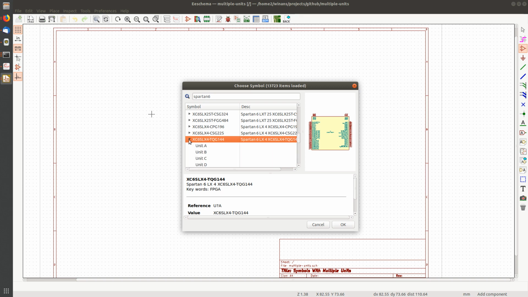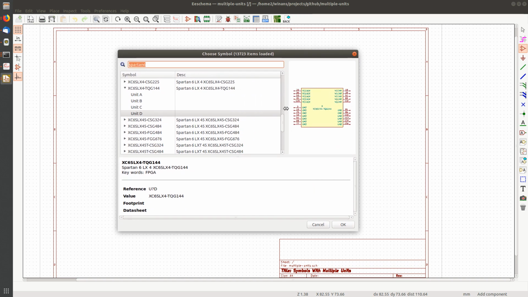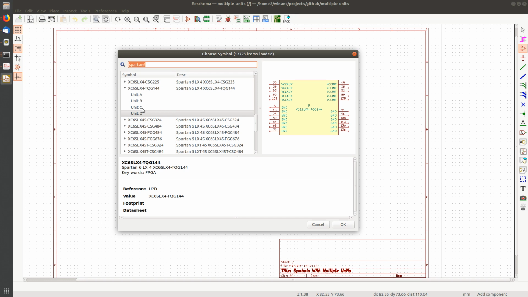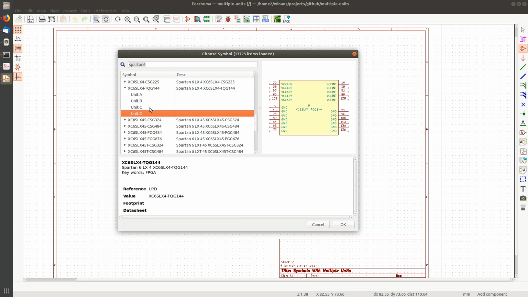The arrow here says show me the units of which this particular symbol is comprised. So I have a unit A, a unit B, a unit C, and a unit D. And you can see in this little side viewer that they're quite different. C and D are completely different things, and A and B are very similar, but if you switch back and forth, you see the number of pins here is different and the number of pins up there is different. So these are four unique, separate subsections of what it means to be one single symbol.